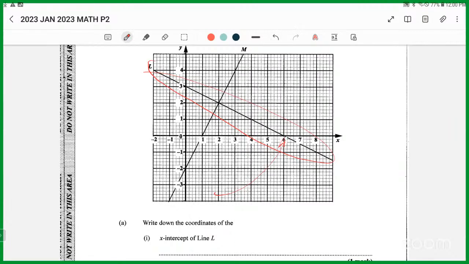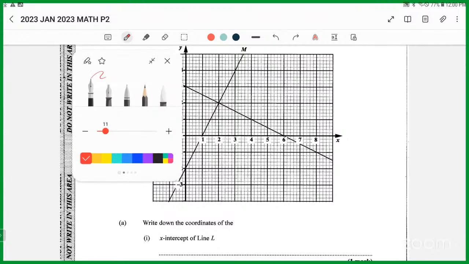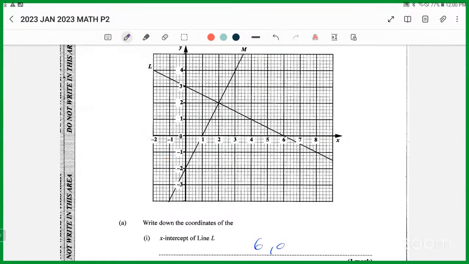The x-intercept is right there. This question is asking us for this point. That is (6, 0), on the x-axis. (6, 0). Don't put (0, 6) for the first.